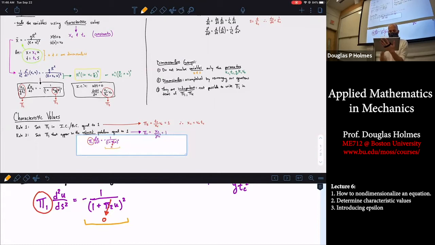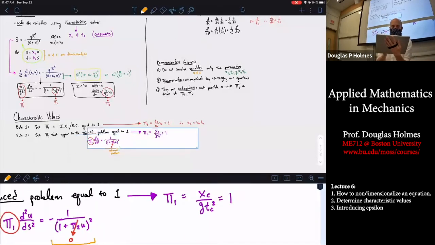Well, not quite, because this equation says that pi 1 times the second derivative of u, which we don't know, is equal to -1. So the product of pi 1 times the second derivative of u is equal to -1, but we don't actually know what it is. So this is why we're basically going to say we need that dimensionless group to remain. It's always going to be of dominant order, and so we're going to set that equal to 1.